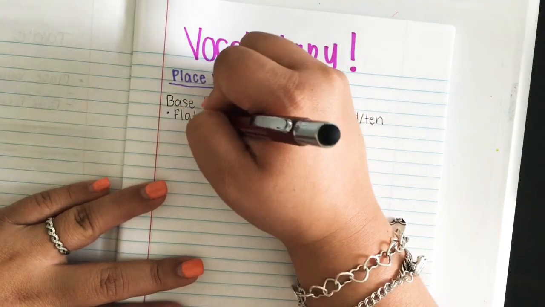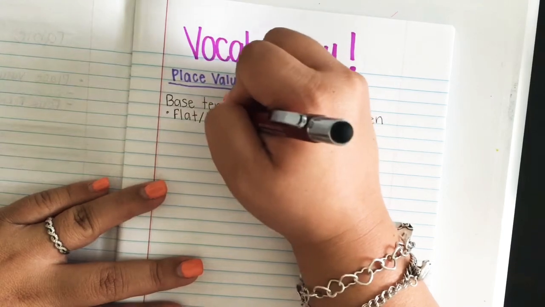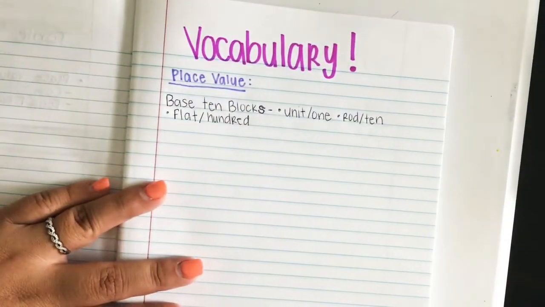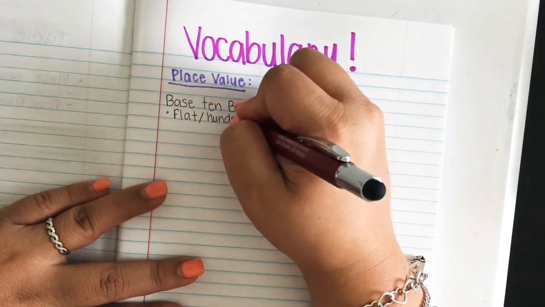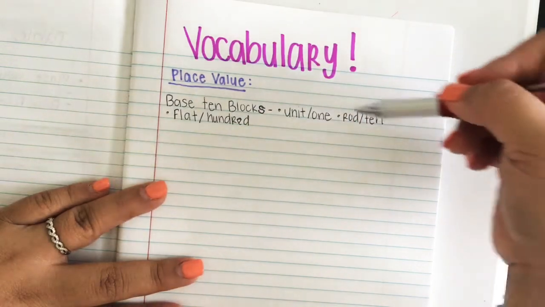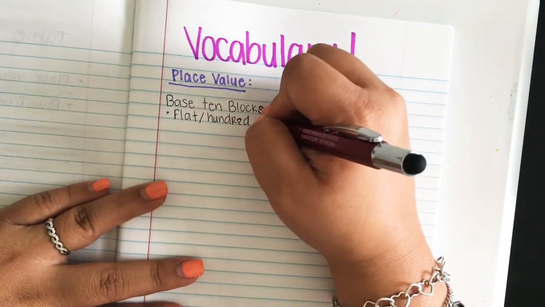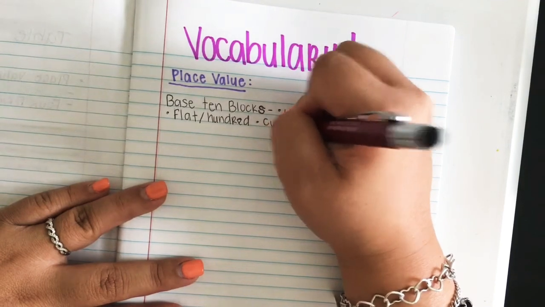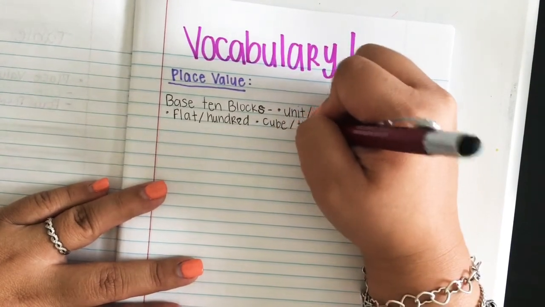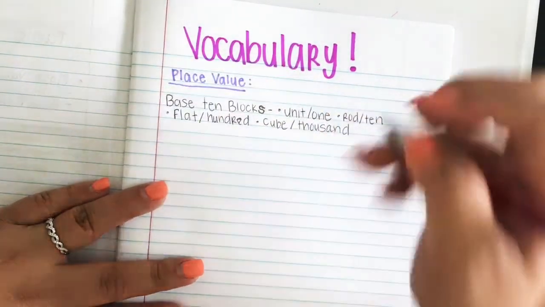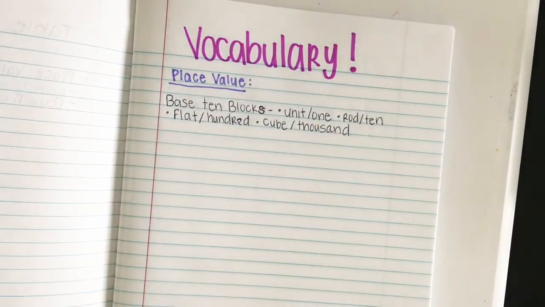or 100. Now remember, if I'm going too quick, you can always pause the video and work at your own pace. Just keep pressing play to continue. Okay, so unit, rod, flat, and then we had another one which was a cube or a 1,000. And those were our base 10 blocks vocabulary words.